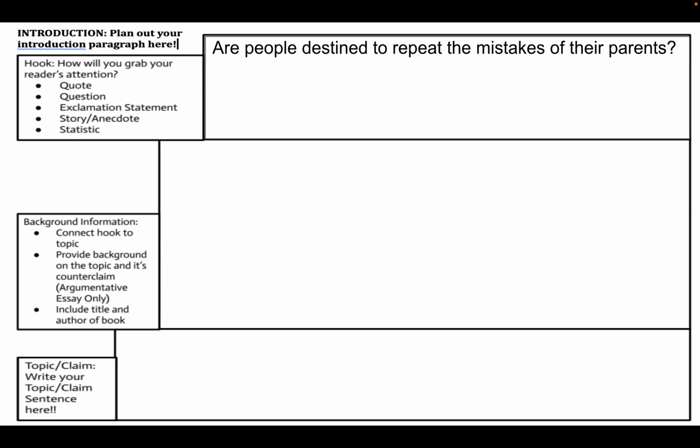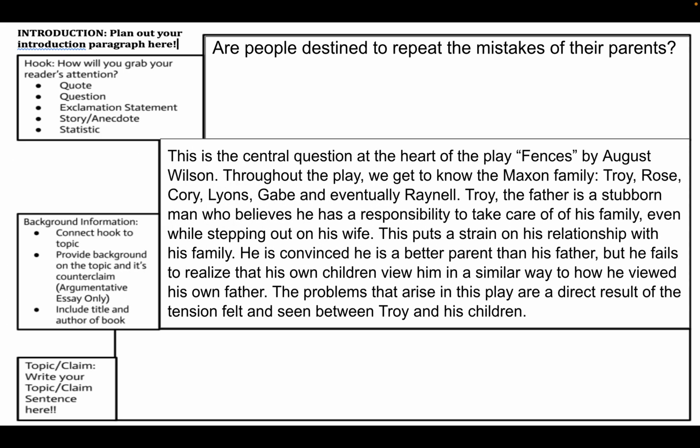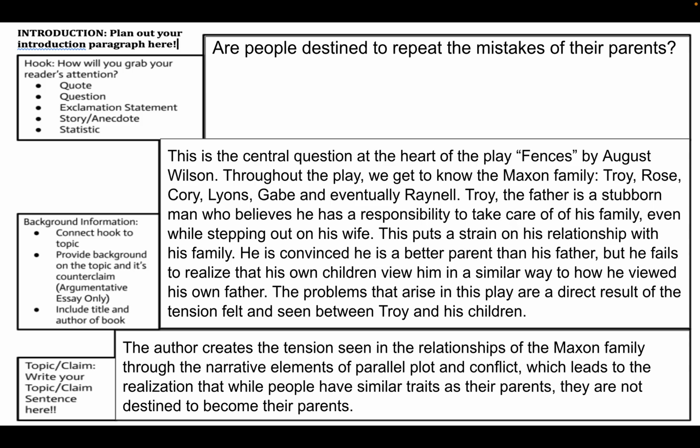After you write your hook, you want to connect your hook to the text. You want to say what the text is. Put Fences in italics, not quotes. Don't forget the author, and then give a short background of your topic, specifically a background of the text. Once you've done that, then it's your thesis. So make sure that the last sentence of your introduction is your thesis statement. Don't forget, it's not the first sentence of your introduction, it's the last.